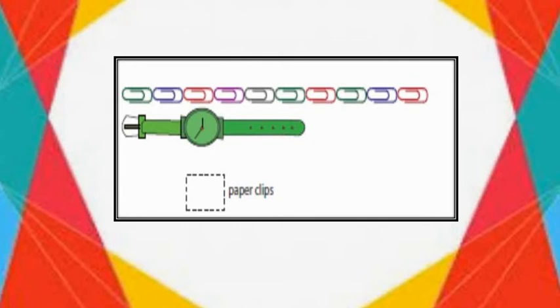We have an image of a watch. This is the ending point of the watch. It is up to 1, 2, 3, 4, 5 and 6 paper clips long.